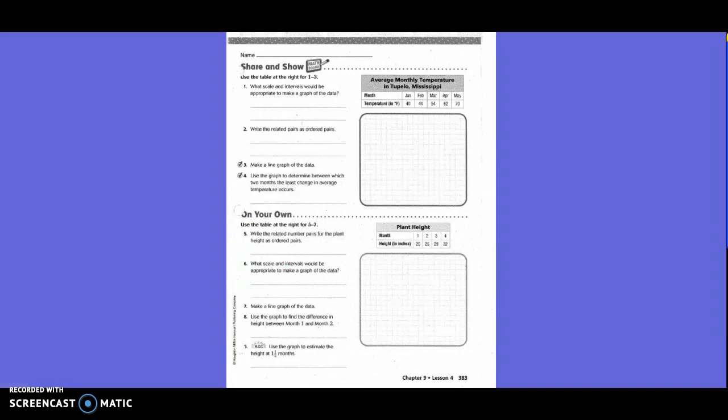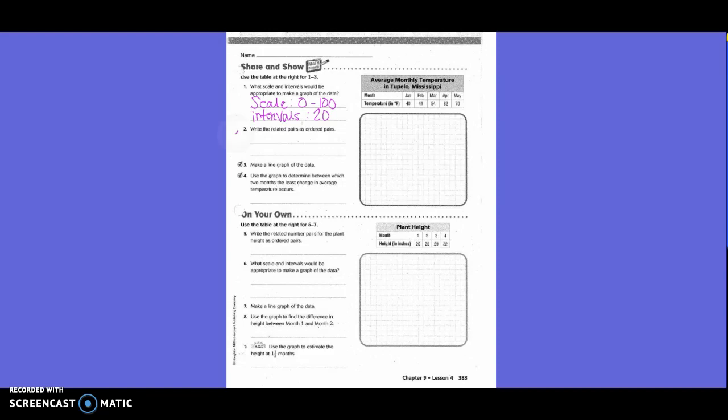Share and show. Use the table at the right for 1 through 3. What scale and intervals would be appropriate to make a graph of the data? So what would be a good scale? You go all the way from 40 to 70. So what would be good intervals to go? Could you do 20 as your interval? Yeah. So your scale could be 0 to 100, and your intervals could be at 20.